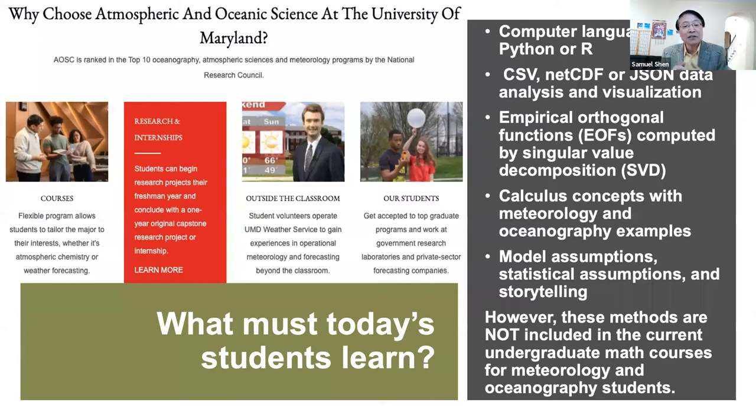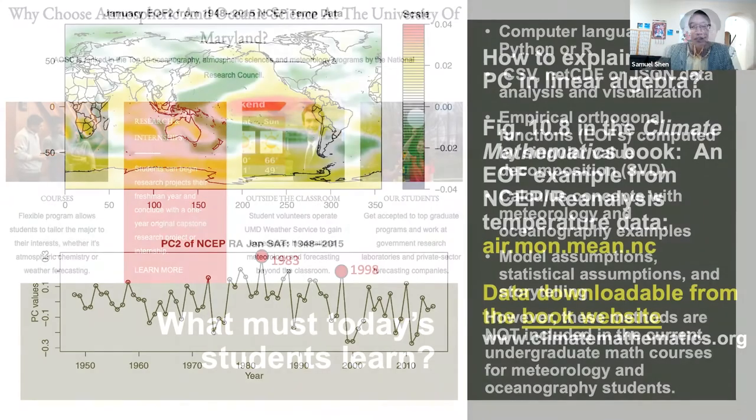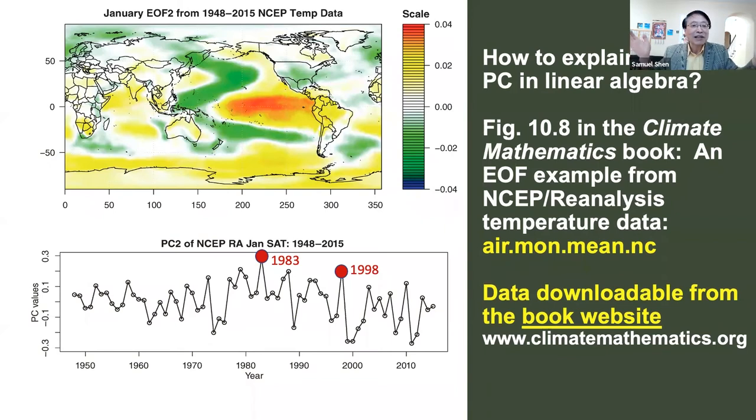So next, I will use examples to illustrate our method to teach the basic concepts of linear algebra, statistics, and calculus. The first example, which everybody knows about, is the ENSO pattern. The top figure is the ENSO pattern. This is an example of computing and interpreting EOFs. It was computed from the January surface temperature data of the NCEP reanalysis.